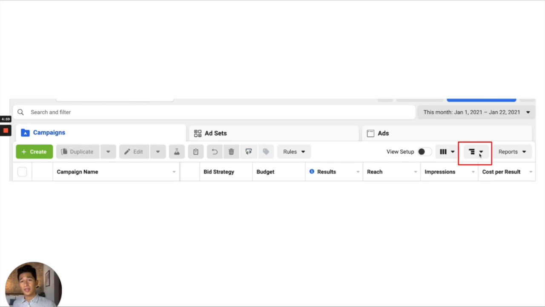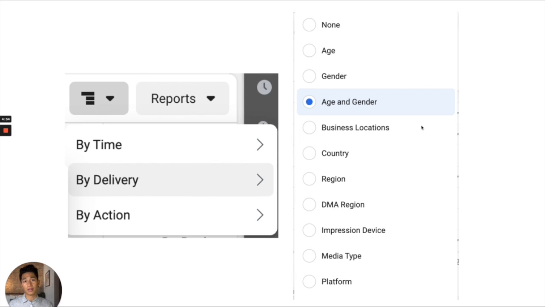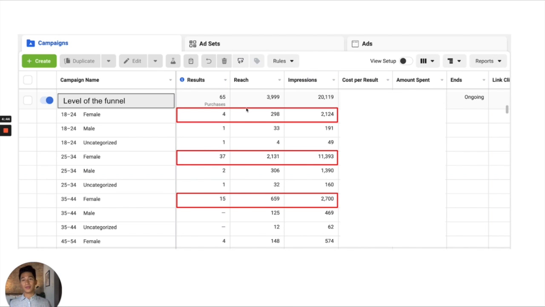So if we go into Facebook ads, we can scroll over to the breakdown tab and then filter by age and gender. What this does is it shows us by age and gender, of course, who's engaging with our ads across our campaigns, ad sets, and ads. When we look at the campaign level, this can be very interesting. If you have your campaign structured by level of the funnel, you'll be able to see who is engaging with your ads and by the level of the funnel.